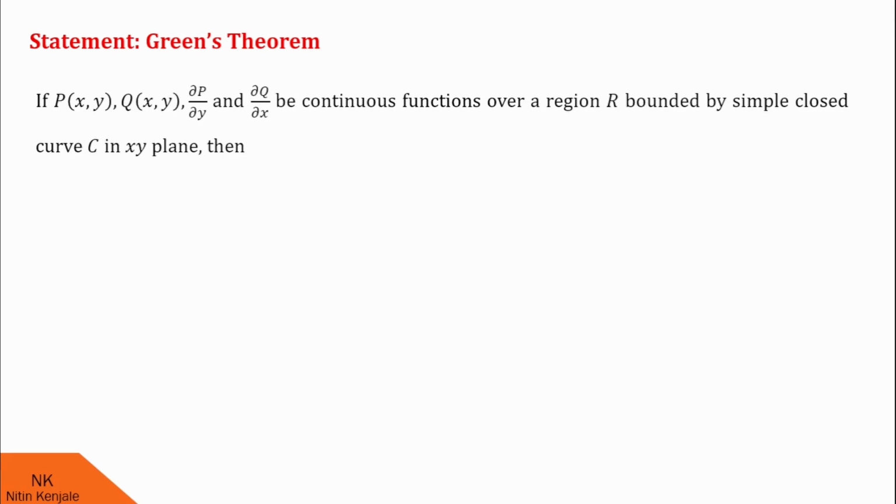Green's theorem states that for P and Q functions of x and y and their partial derivatives ∂P/∂y and ∂Q/∂x, if they are continuous functions over a region R bounded by a simple closed curve C in xy plane, then line integral of P dx plus Q dy over closed contour C is equal to double integration of ∂Q/∂x minus ∂P/∂y dx dy over region R. It means that value of the line integral P dx plus Q dy over closed curve C is equal to value of this double integral over region R.